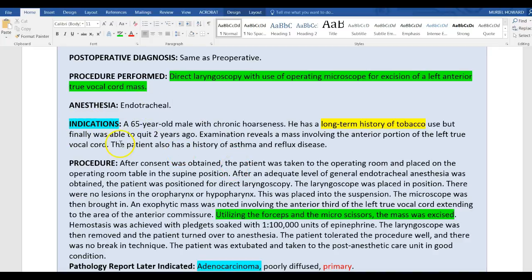So your indications. Your indications is a different area of the report where you can pull some additional diagnoses, or if this were an E&M case, this will probably be considered the history of present illness.